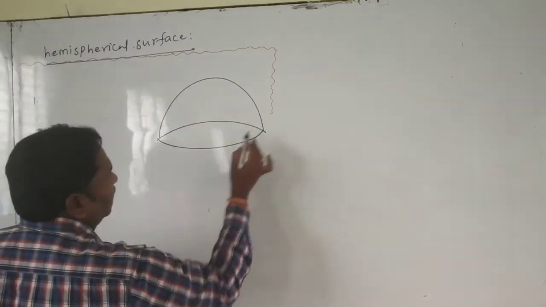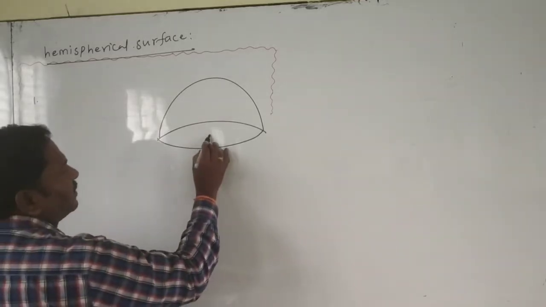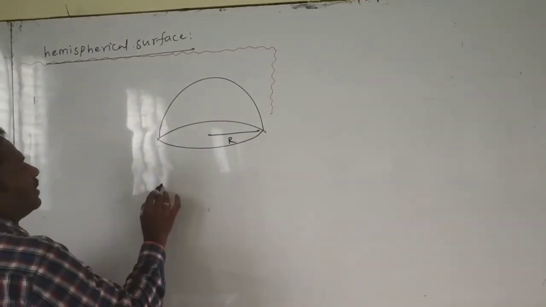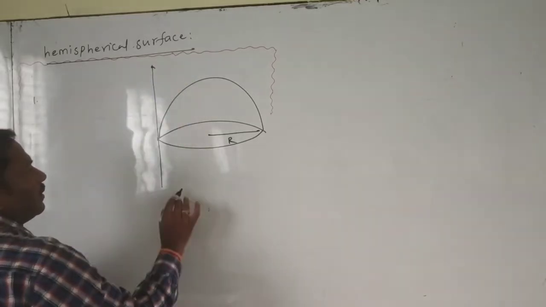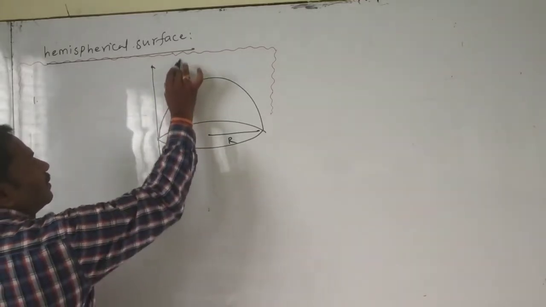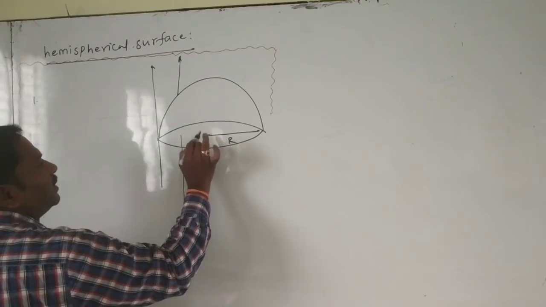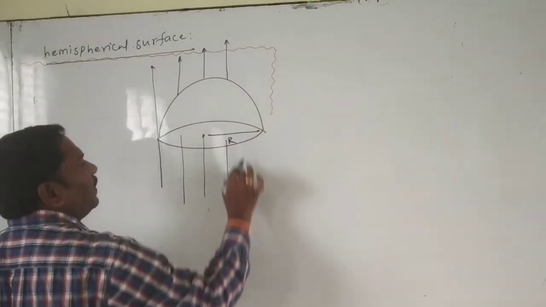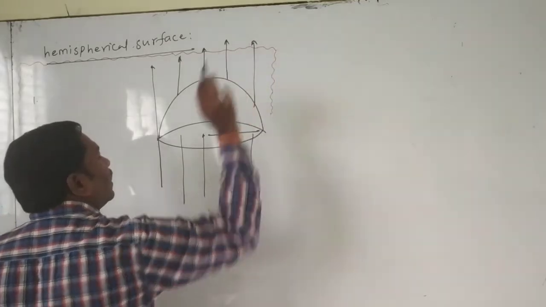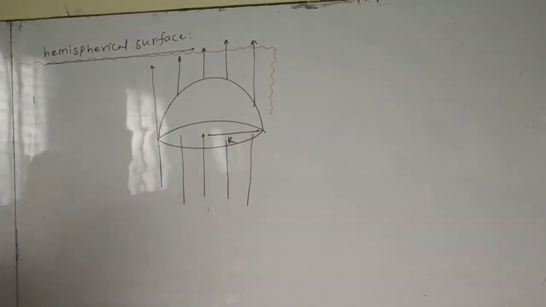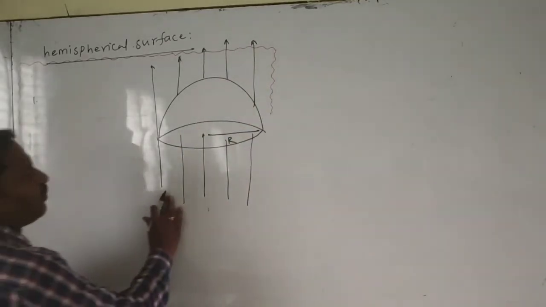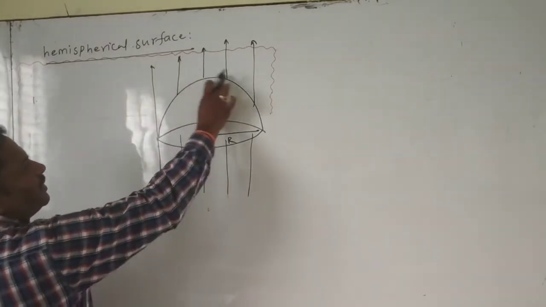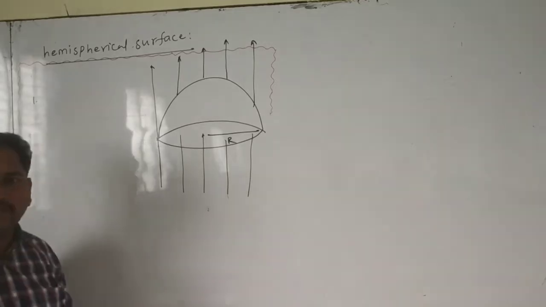A hemispherical surface of radius r is placed in a uniform electric field, with the field lines passing along the positive y direction. How much flux passes through the flat surface, and how much passes through the curved surface?